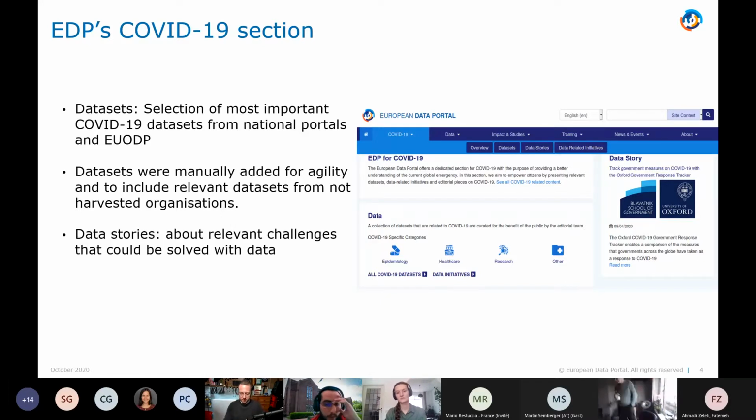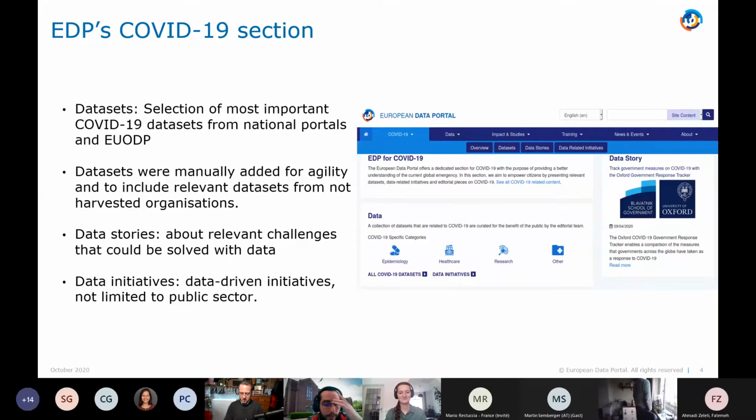We also had a section about data stories, about relevant challenges that could be solved with data, or about the impact of COVID-19 on Europe, on the European landscape. And finally, we had a third subsection of data initiatives. I think this could be equated to the apps and reuses in a certain way. So data-driven initiatives, for example, the Oxford Tracker. I think many of the apps that the previous presenters from Austria and France talked about were featured here, of course, depending on the decision of the editorial team. And this was not limited to the public sector. Nice things we found, we put there.